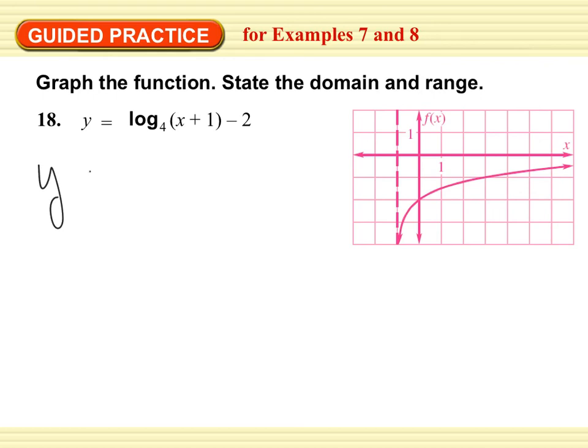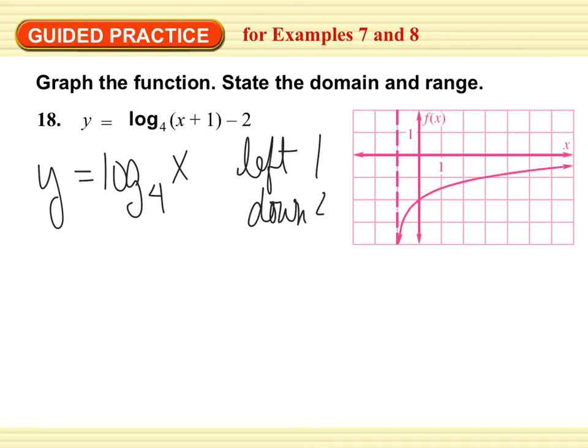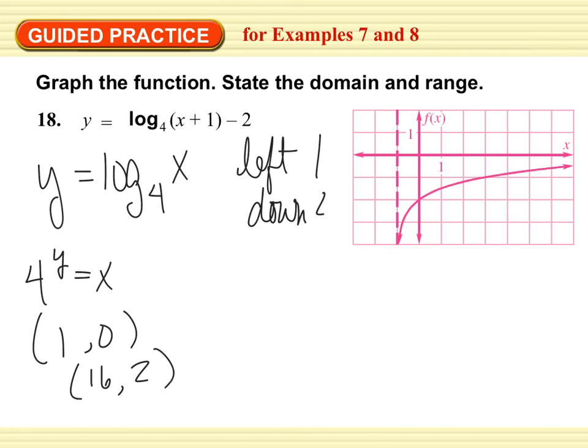Okay, parent function, y equals log to the base 4 of x. We're going to go left 1 and down 2. So my parent function is there. That means I have 4 to the y equals x. When y is 0, x is 1. When y is 2, x is 16. Whew. How about when y is 1/2? I'm going to take the square root of it, and x will be 2. I'm running out of space. Go ahead and graph them, 1, 0. And we'll do 2 and 1/2.